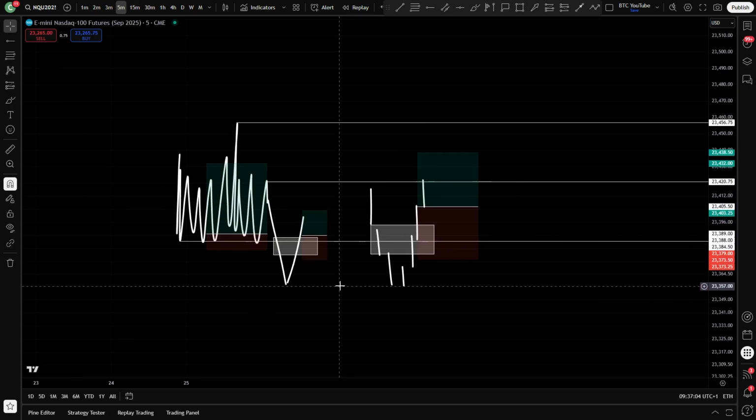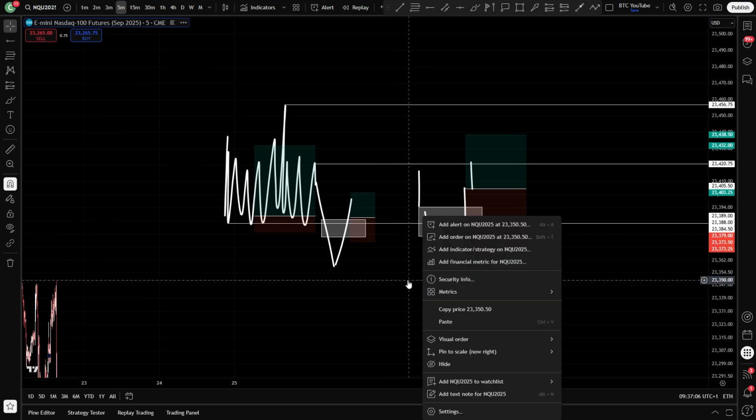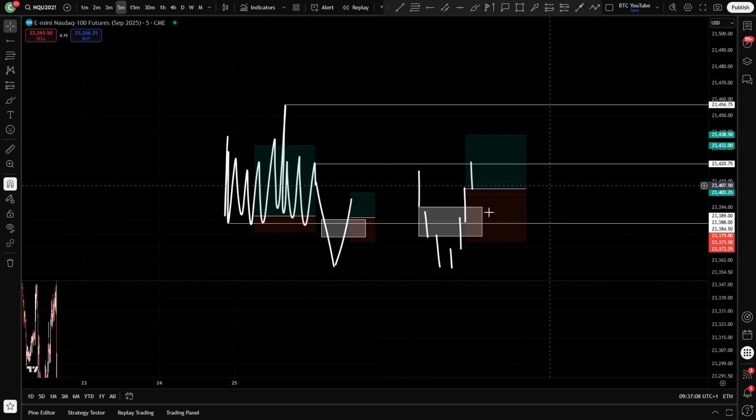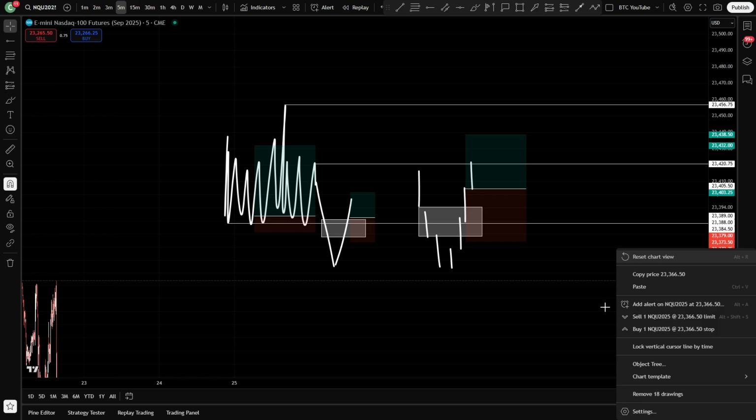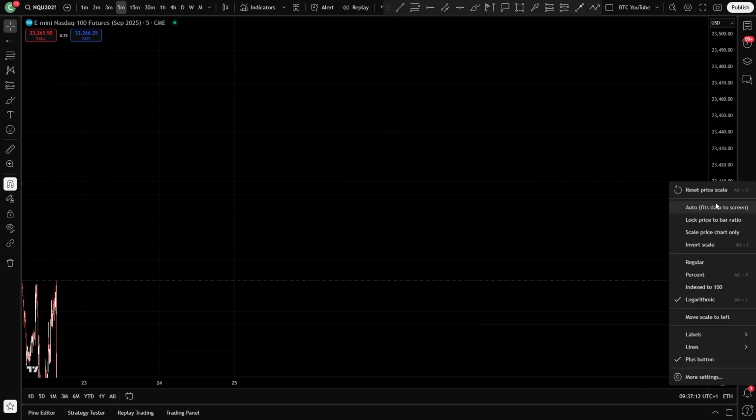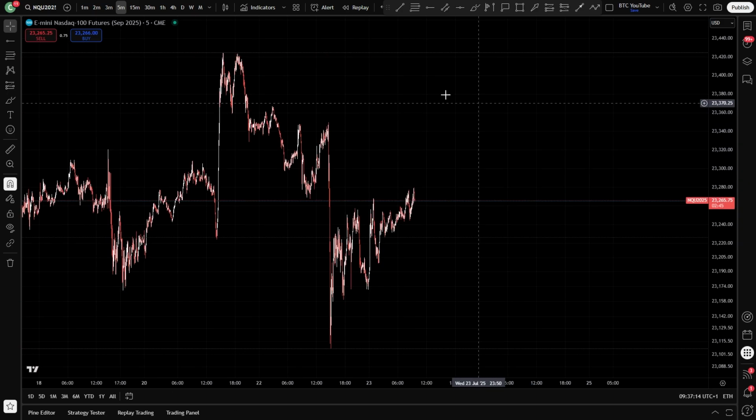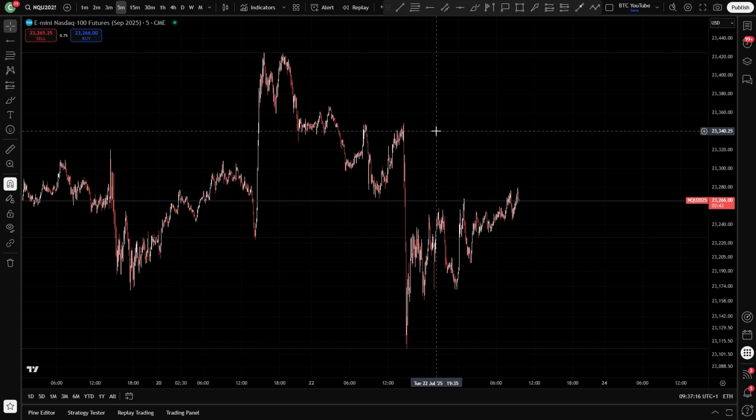Very, very simple. I like that it's so simple because it really means that you can find these on the chart really easily, and it really does help, especially for me, really simplifying what's going on in the market.